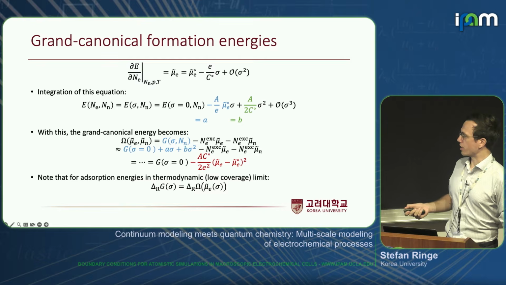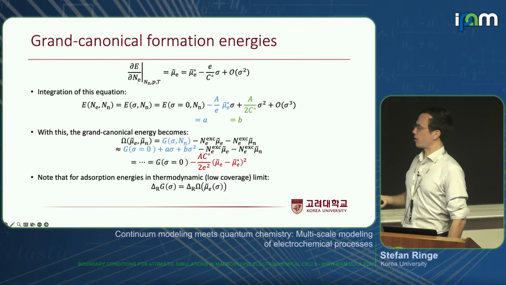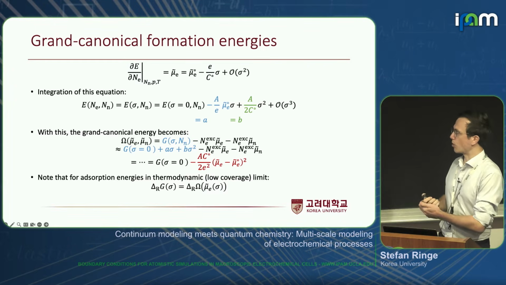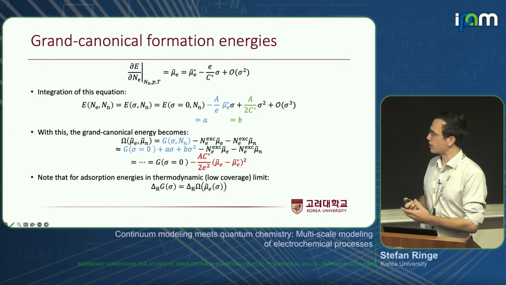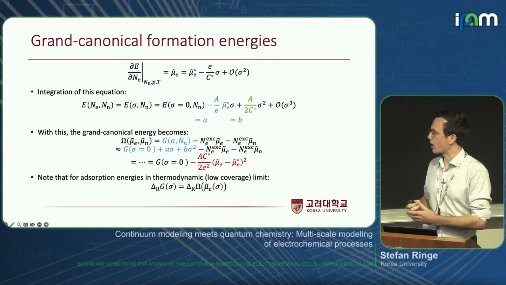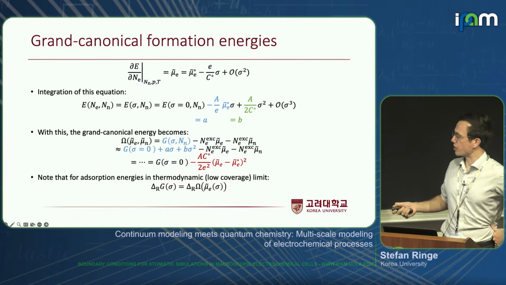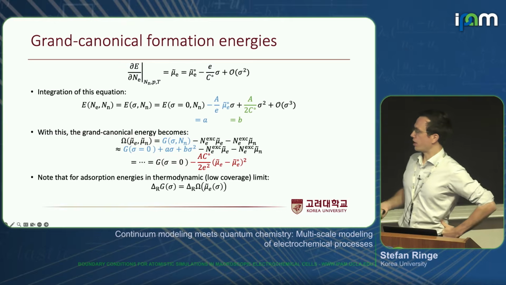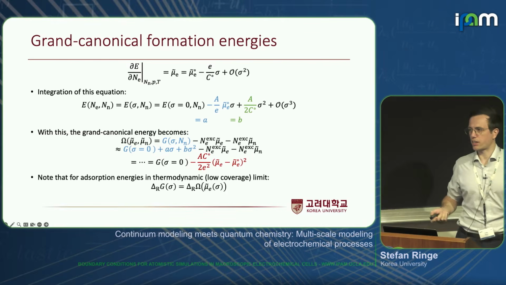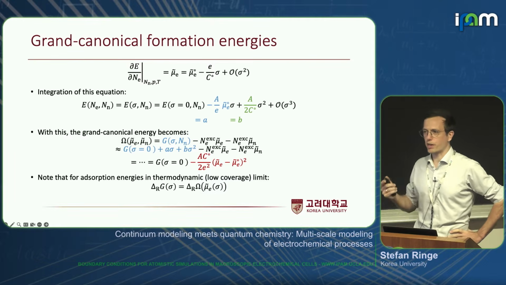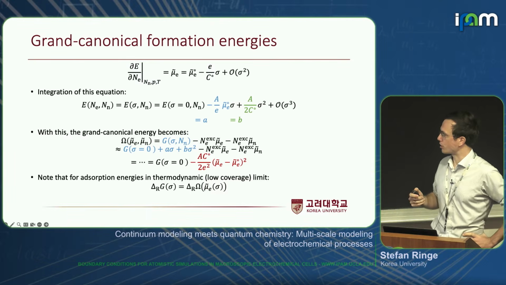Another thing that is important here is that when we now actually calculate relative energies, for example, what we are often interested in is adsorption energies, and we calculate them in the thermodynamic low coverage limit, then we generally see that the constant charge or constant potential energy differences are exactly the same. That's what we expect, right? In the thermodynamic limit, it doesn't matter what we keep constant, the charge or the potential.